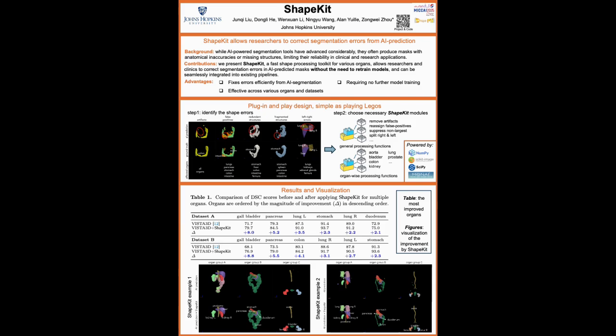To evaluate the performance of ShapeKit, we present the results of the DSCC score after applying ShapeKit for multiple datasets, as well as the visualizations. The table shows that ShapeKit can improve the performance of the segmentation across multiple organs to a great extent. And from the visualization, we can see that after applying ShapeKit, the errors are effectively corrected. In a word, ShapeKit is a very effective toolkit in medical image processing that allows researchers to correct segmentation errors from AI prediction without the further effort to retrain the model.